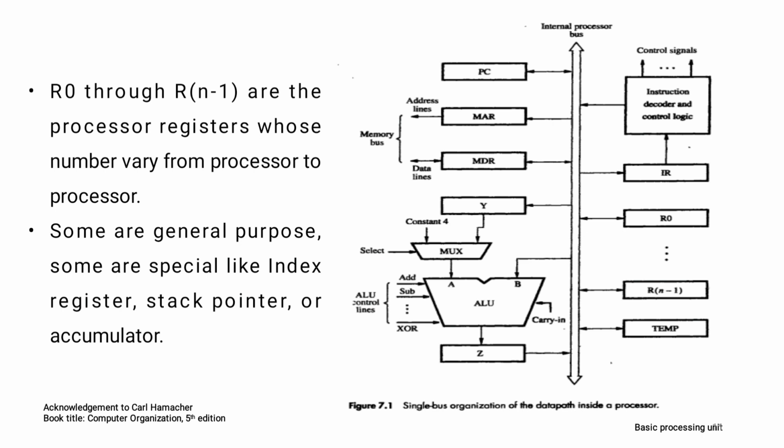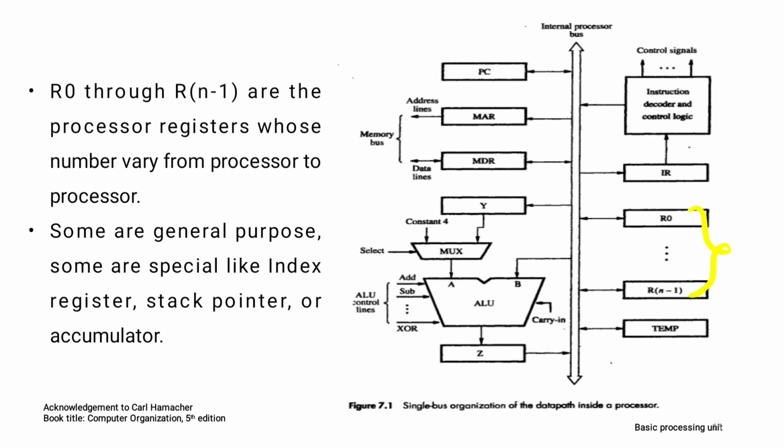R0 through R(n-1) are the processor registers whose number may vary from processor to processor. That is, these general purpose registers. Their number may vary from processor to processor. Some are general purpose, some are special like index register, stack pointer or accumulator. Apart from general purpose registers, a processor may have some special registers like index register, stack pointer or accumulator.